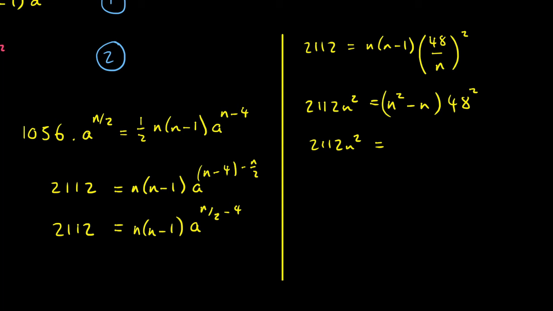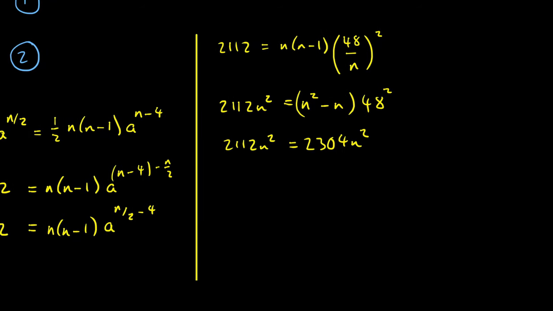What is 48 squared? 48 times by 48 is 2304. So 2304 n squared minus 2304 n. Okay, and I will subtract the 2112 from both sides. So minus 2112 n squared. So that's 192. So 0 is equal to 192 n squared minus 2304 n.